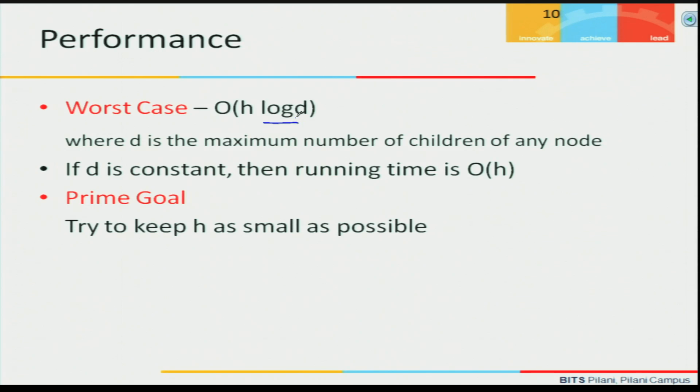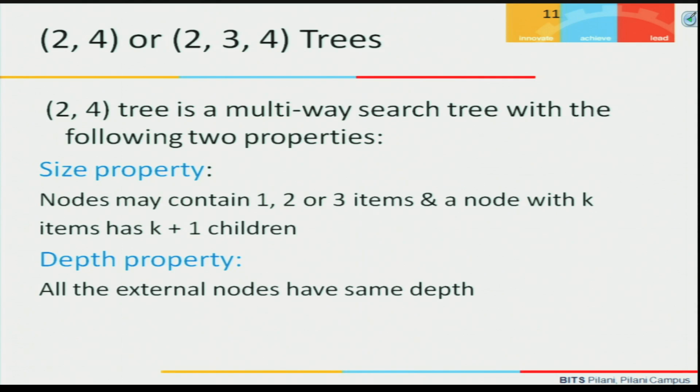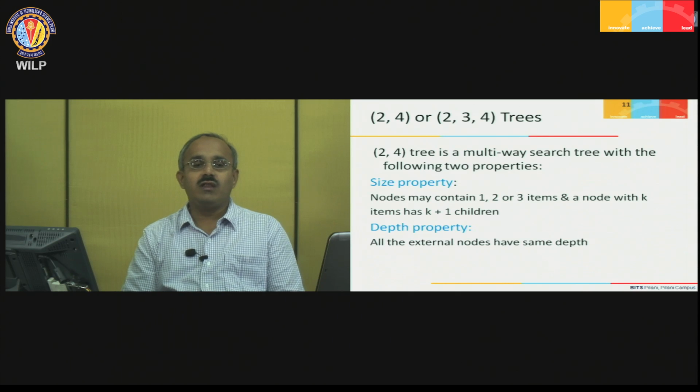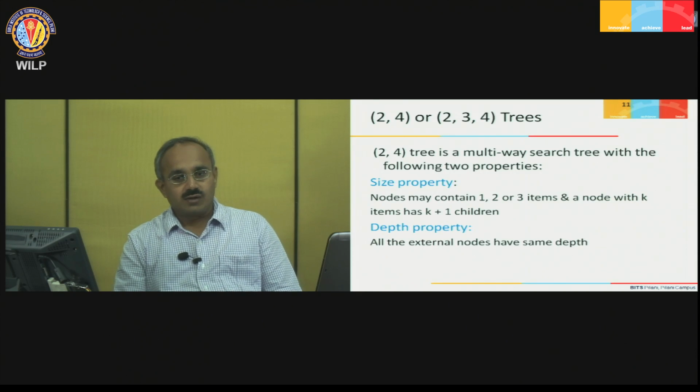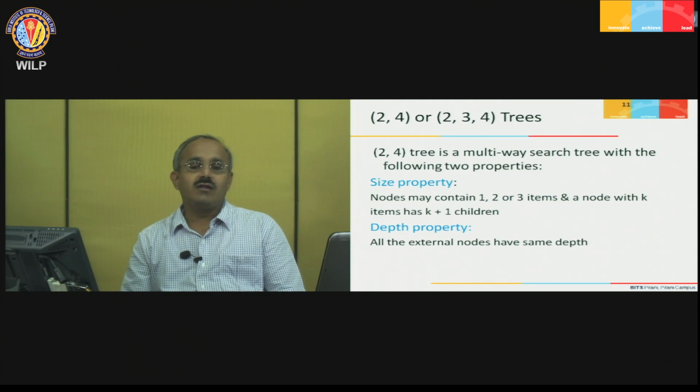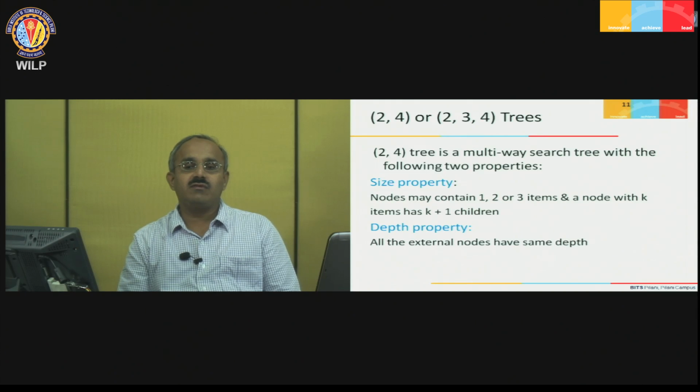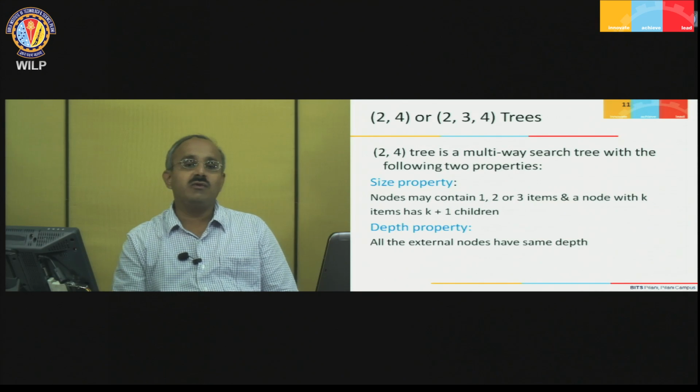So, like in AVL tree, we would like to keep height of this tree as small as possible. So, we move to what are called 2-4 trees or 2-3-4 trees. A 2-4 tree is a multi-way search tree. That means it has all the properties that we had seen of a multi-way search tree, with 2 additional properties: a node may contain only 1, 2 or 3 items, and a node with k items has k plus 1 children. That means your node can be at most a 3 node.